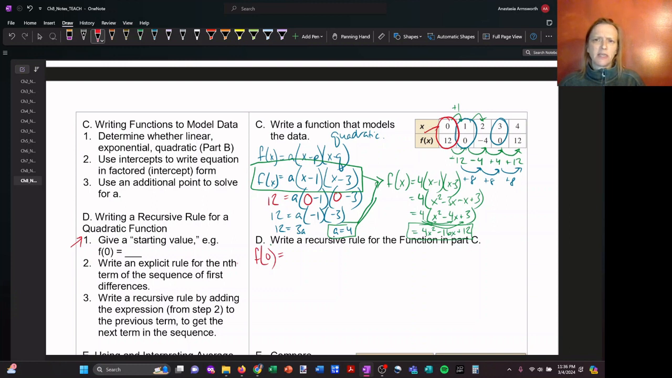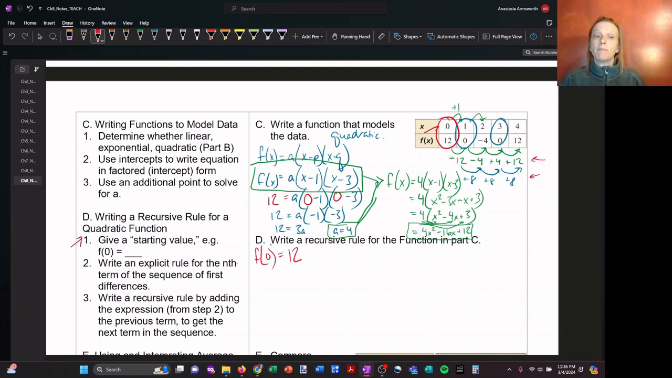F of 0, as we see here in red, is 12. So I'm giving you the starting term, and now we want to get each subsequent term by building off of that previous term. This is a bit complicated for a quadratic function because it's going to be a two-step process, just like we had to look for a common second difference. This is going to be a two-step process for coming up with this recursive rule.